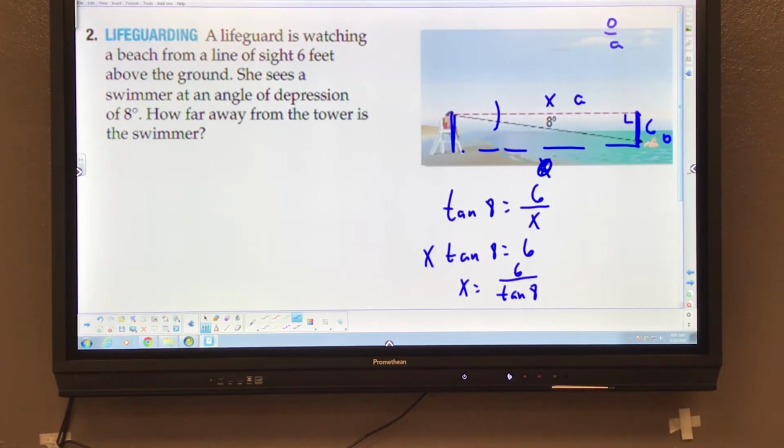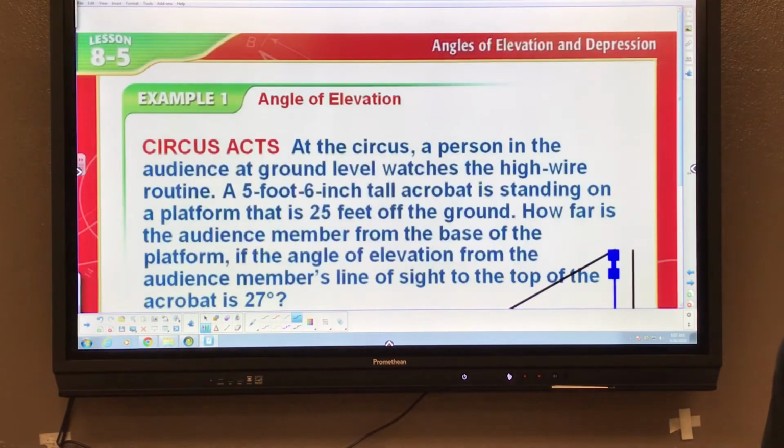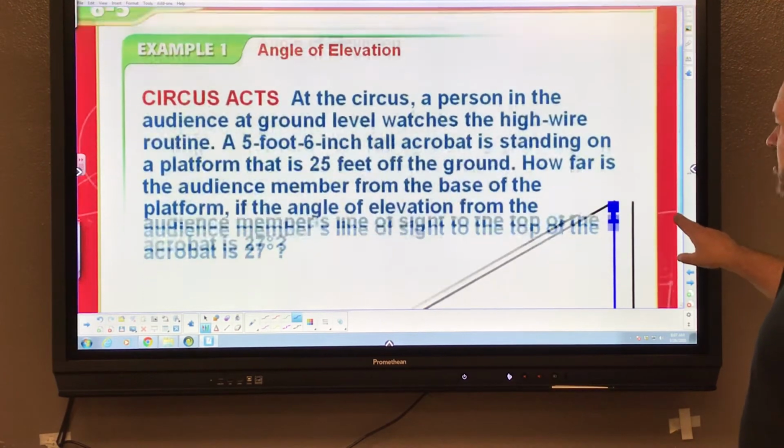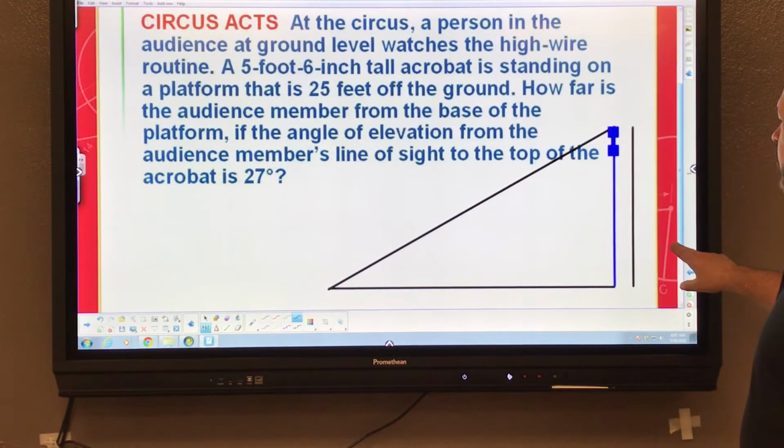And put it in a calculator. Okay. So a couple of problems here for us to look at.